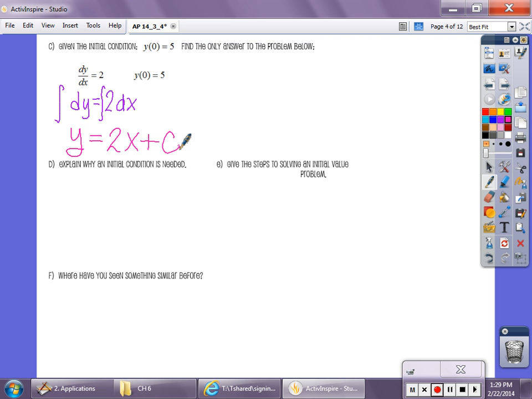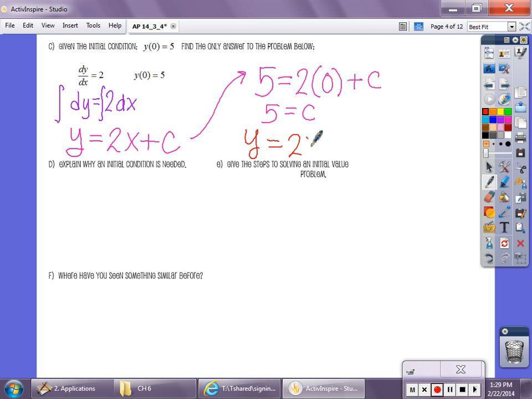So now you can kind of see why we have y of 0 equals 5. So if y of 0 equals 5, then the y value is 5, the x value is 0, therefore the c value is 5. So the one and only solution to this initial condition, this question, is y is equal to 2x plus 5. So the 2x came from over here, and then I just put in the c value. So this is something called a differential equation, and it's a differential equation with an initial value.